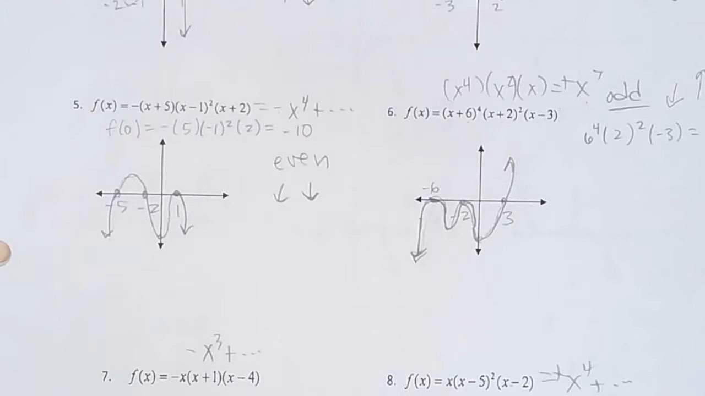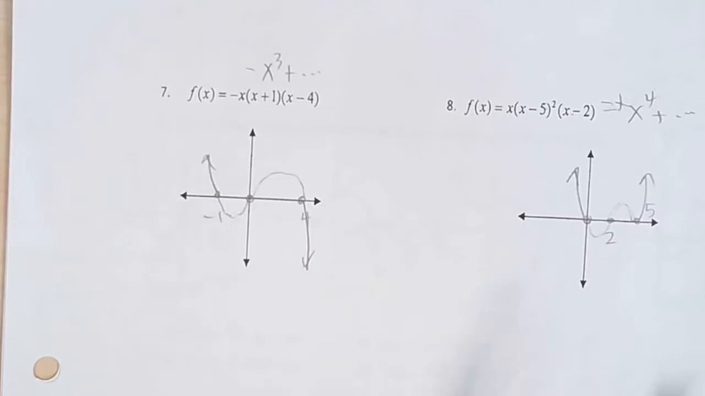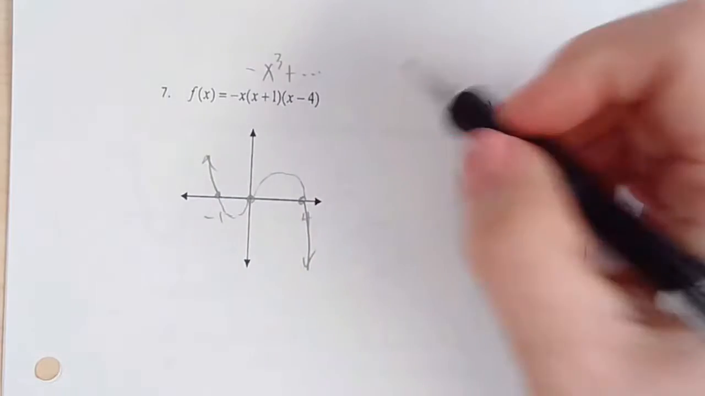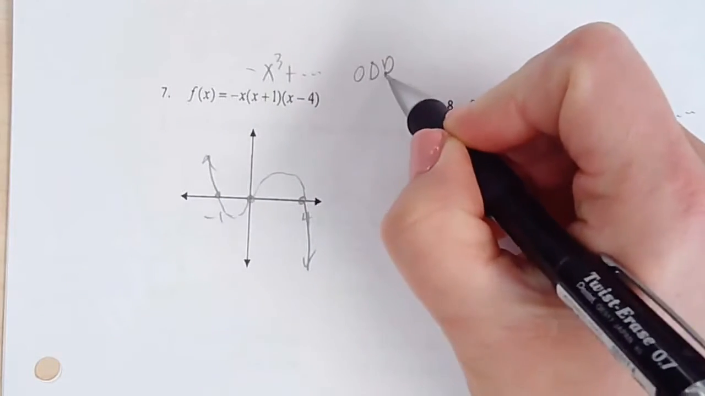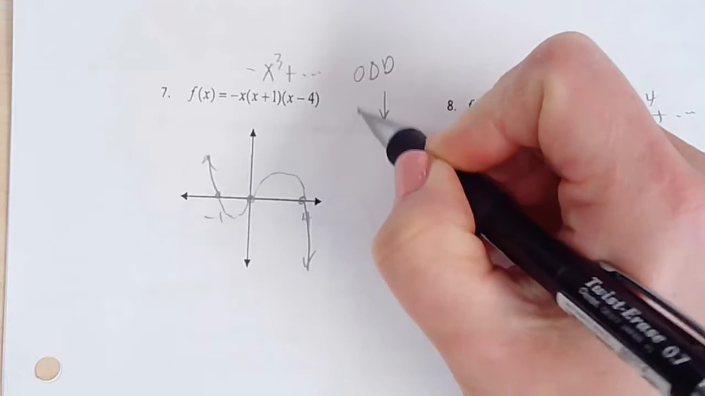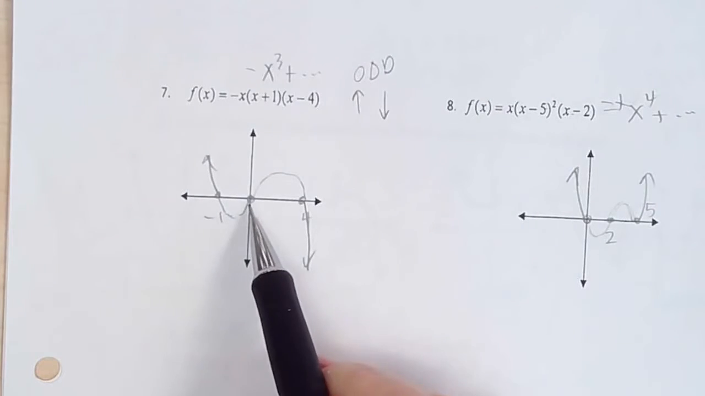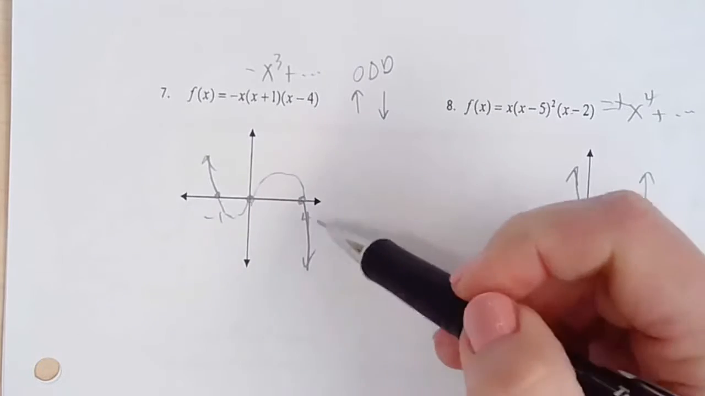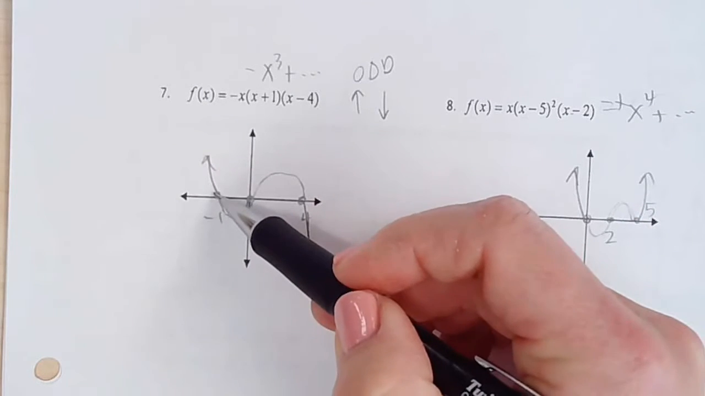Number 7. Negative x times x times x is -x cubed. That's an odd degree. Negative means down on the right, up on the left. You have an intercept at 0, x and y, -1 and 4, so down, up, and you're going to cross at each intercept.